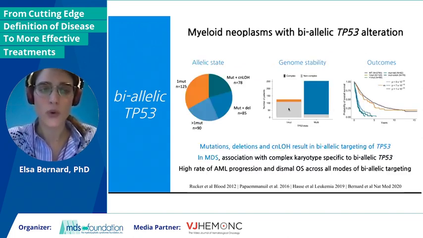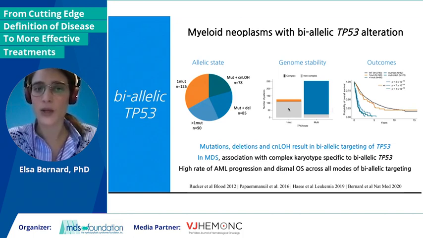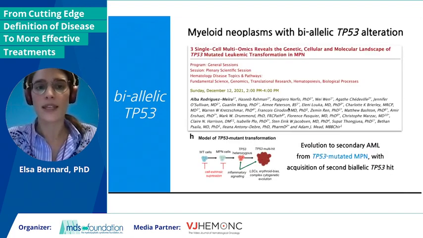We've previously shown that in MDS, two-thirds of TP53 mutant patients have biallelic alteration of TP53 through the combination of multiple mutations, or mutation with deletion or copy-neutral LOH, and that it is really the biallelic targeting of TP53 that associates with genomic instability, complex karyotype, and dismal prognosis across the modes of biallelic targeting, with a high rate of AML transformation. And at this ASH meeting, we will hear more about biallelic targeting of TP53 as a driver of clonal evolution and disease progression that seems to be universal across myeloid neoplasms.